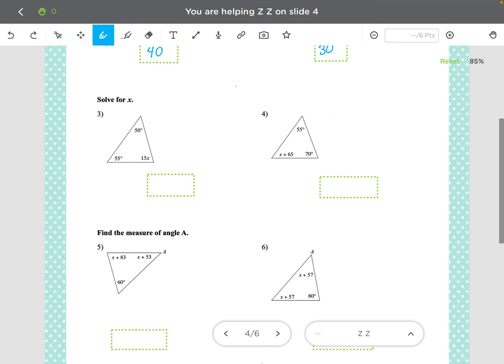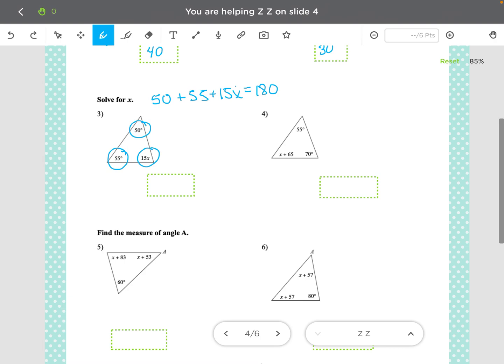Now sometimes you'll have to find the x instead of actually the missing angle. So the next two problems ask you to solve for x. So we're going to set up an equation, but the equation is going to be the same. All three angles have to add up to 180. So 50 plus 55 plus 15x equals 180.